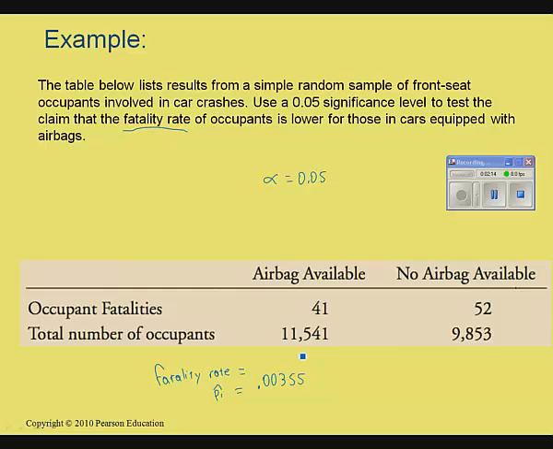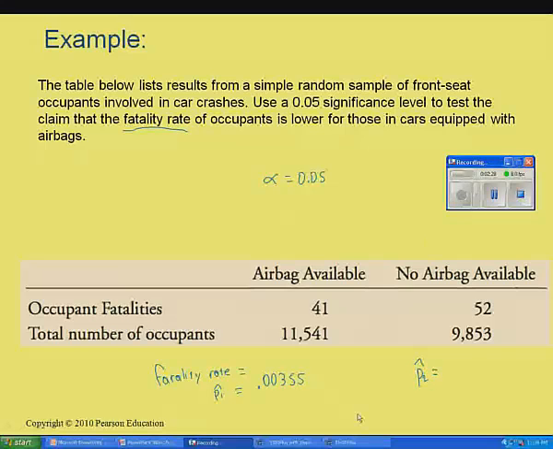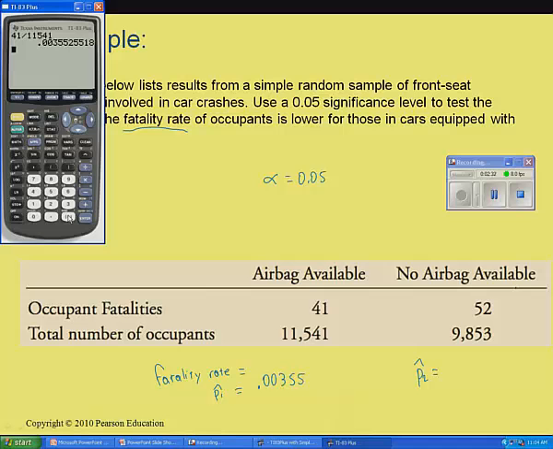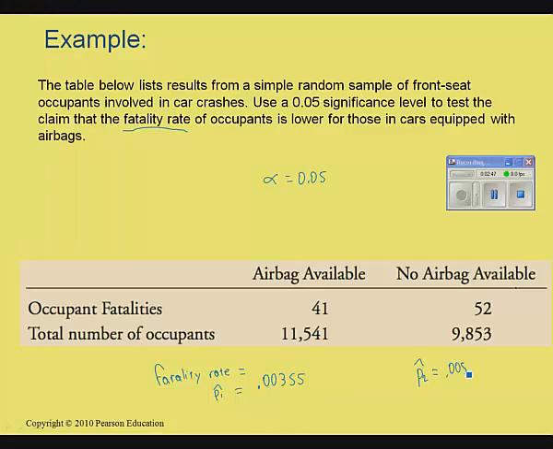Because again, this is a sample. A simple random sample, it says. Okay? And I could also compute P2 hat. Now, I don't have as big a sample for those with no airbags. But that's okay. 52 divided by 9853 is enough to give me a proportion. Okay. 0.00528. Okay? So there's P1 hat and P2 hat.